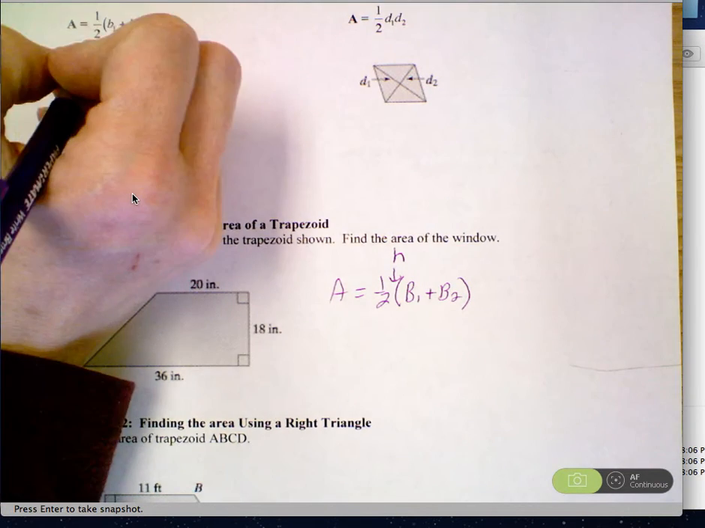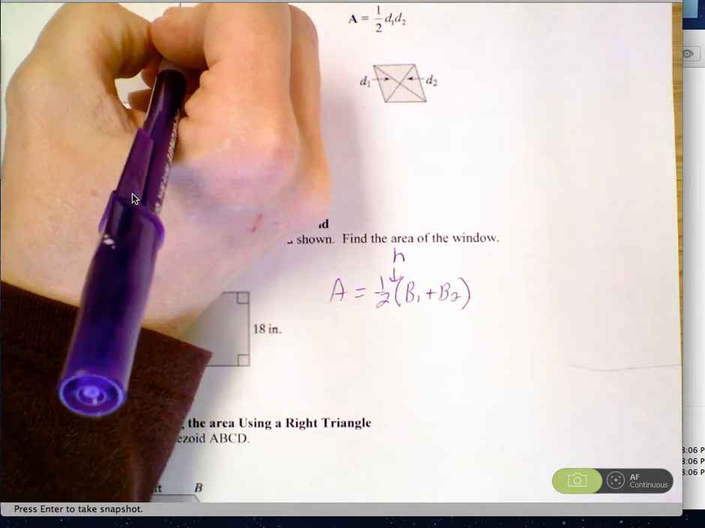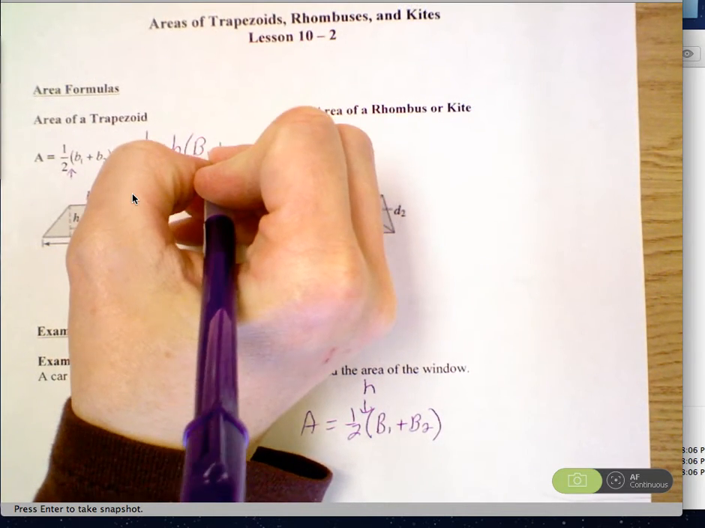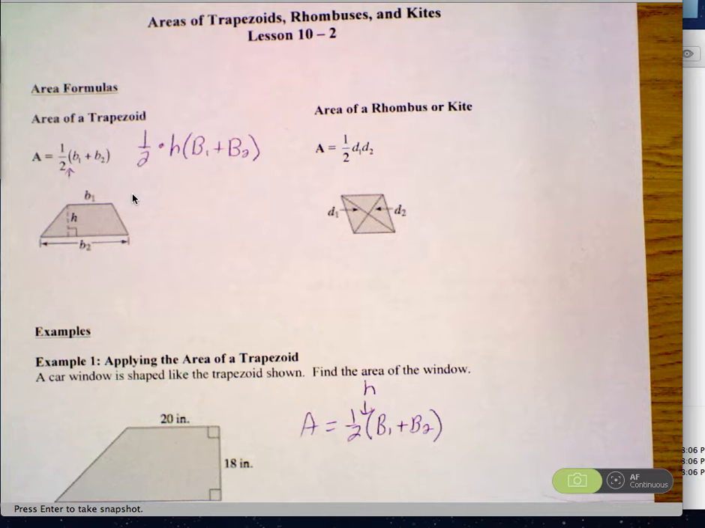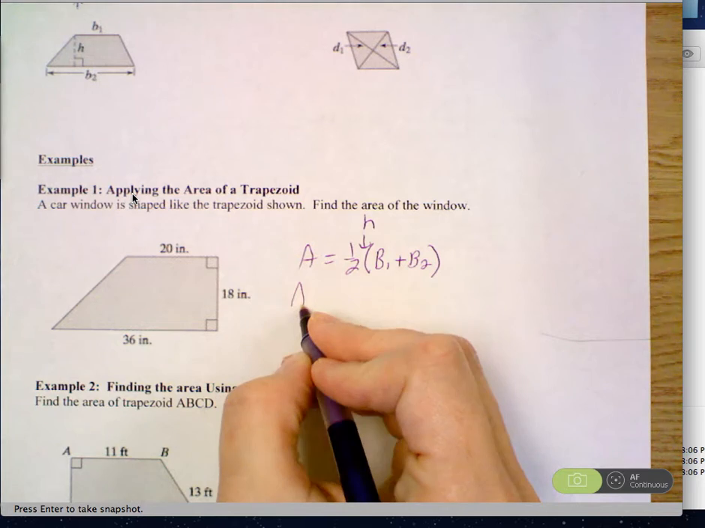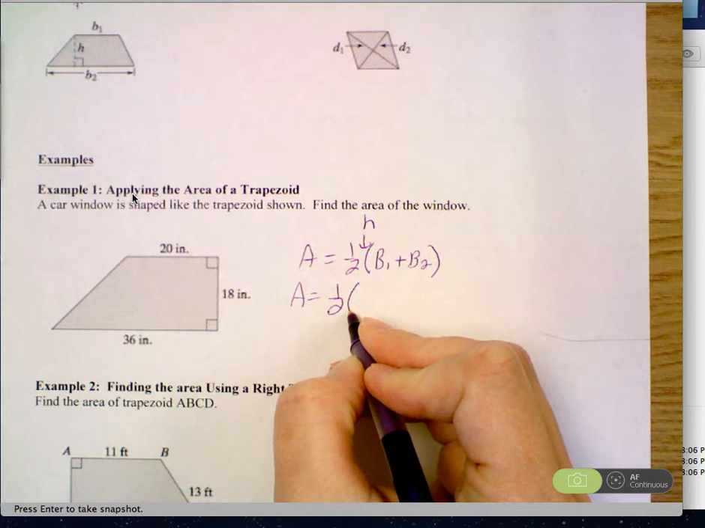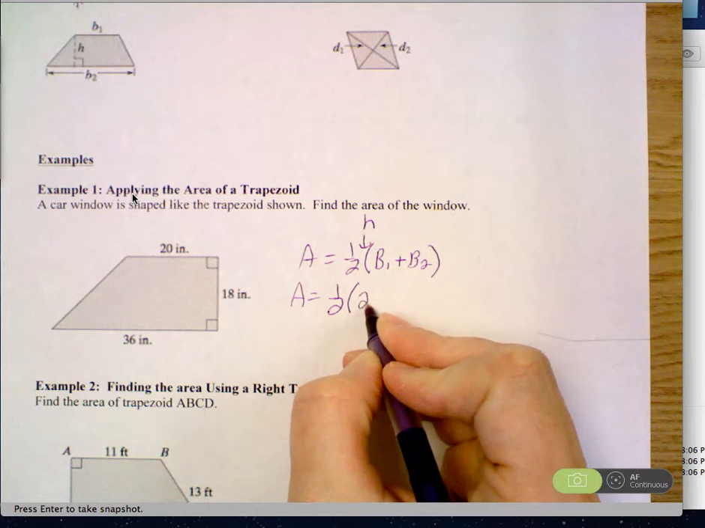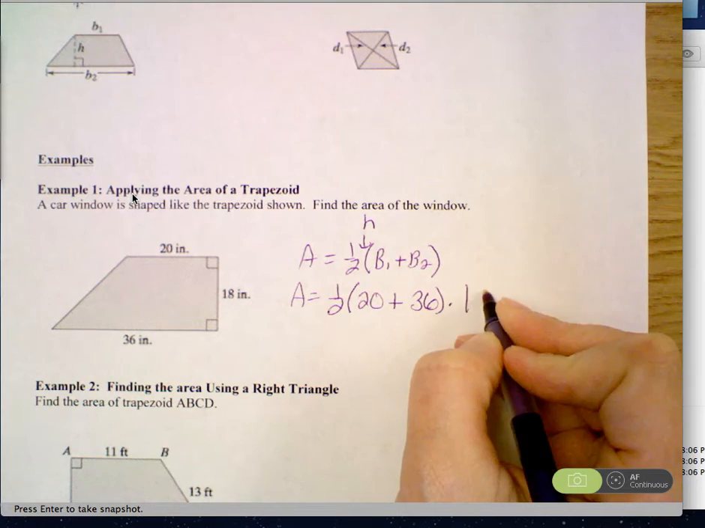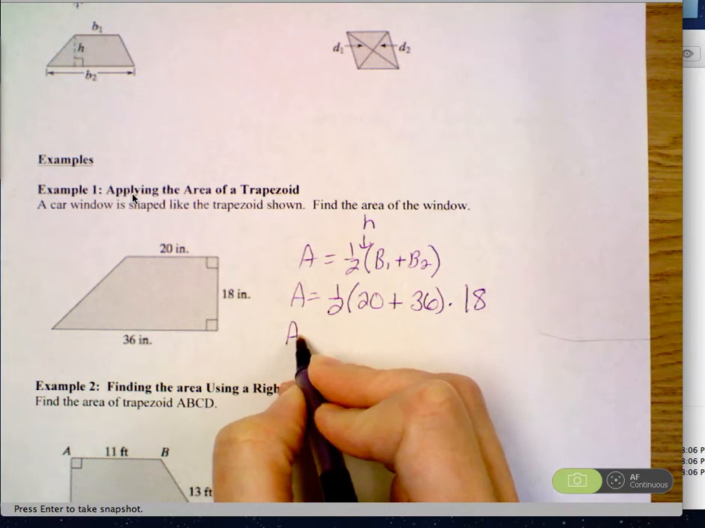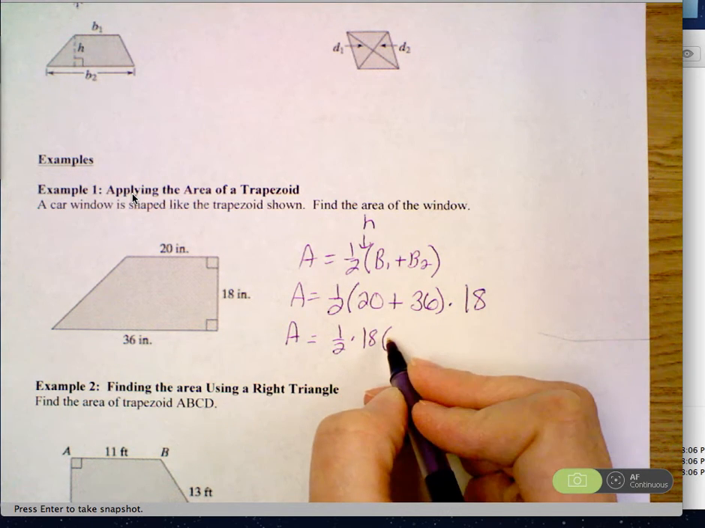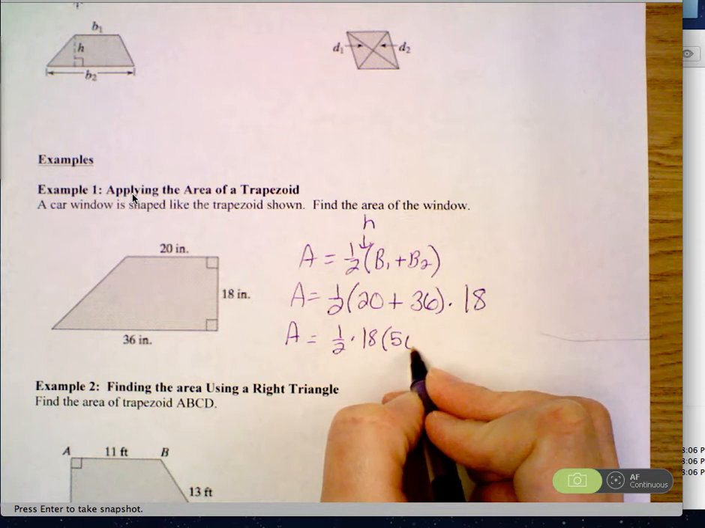So back up here in your notes, you want to put in that it's actually 1/2 times height times base 1 plus base 2. So I do apologize. I left off that H. Okay, so then we're going to fill in our formula here. We have area equals 1/2, and then our base one, it doesn't matter which one we use, we'll use 20 plus the other base, which is 36, times our height, which is 18. So then when we multiply all of that together, we get 1/2 times 18 times, and we'll go ahead and sum the 20 plus 36, we get 56.